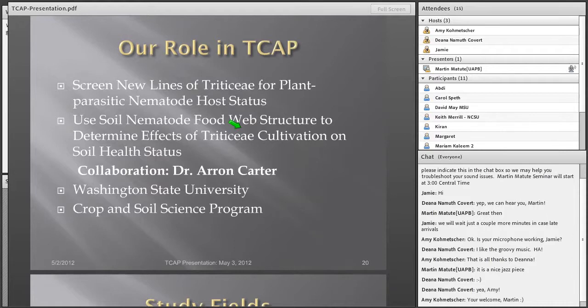As I was discussing with my colleague Aaron Carter at WSU, in as much as we want to grow lines of wheat or barley that are resistant to pathogens or high yielding, we also want to know exactly what impact the crops we are growing have on the environment. So again, we can use nematodes in doing that. Jamie also mentioned this earlier. We collaborate with Dr. Aaron Carter, Washington State University, in the Crop and Soil Science Program.